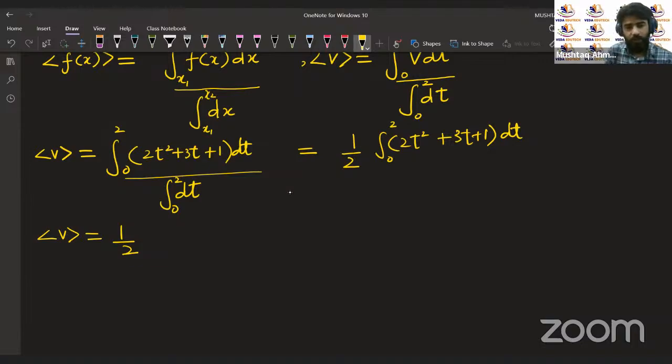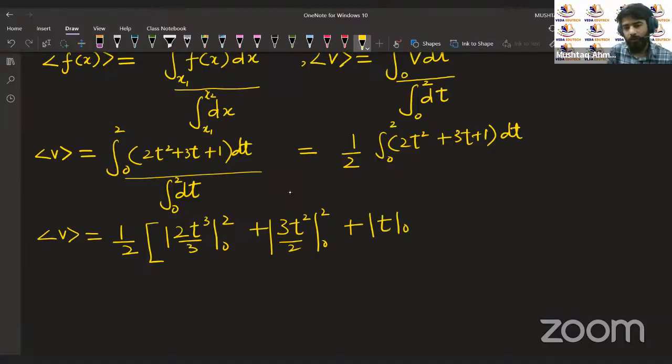So we'll be left with 2t cube over 3 with the limits 0 to 2, and the integration of 3t will be 3t square over 2 with the limits 0 to 2, and the integration of 1 will be t with the limits 0 to 2, right?